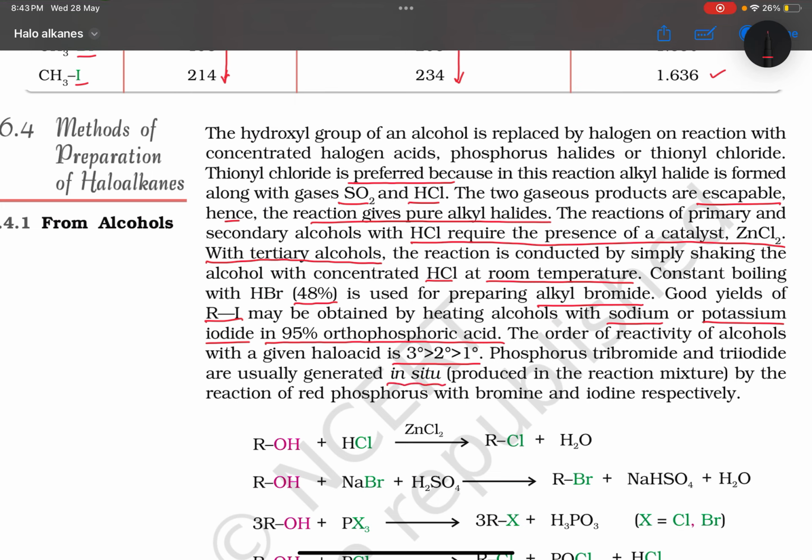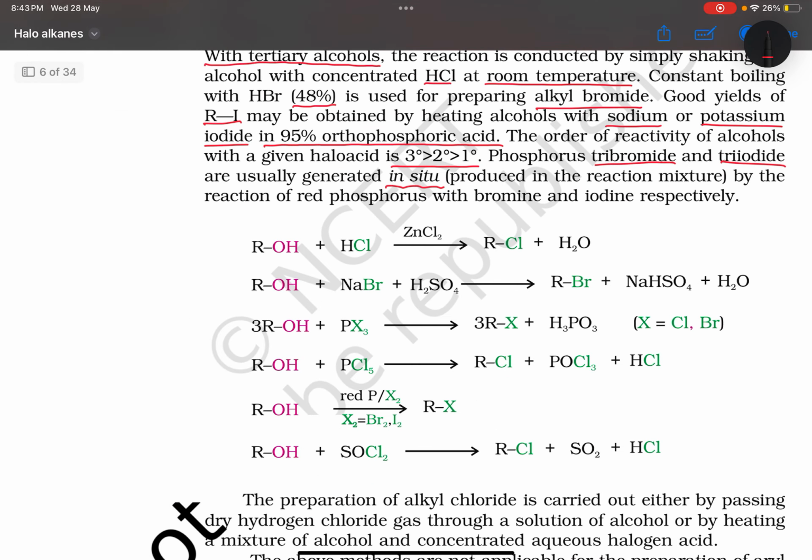By the reaction of red phosphorus with bromine and iodine respectively. There is no need to use PBr3 or PI3. Just use P plus I2 like that. Very important reactions you see. HCl, anhydrous ZnCl2. This is actually called Lucas reagent. It's a test for primary, secondary, tertiary alcohols which we are going to discuss in the next lesson.